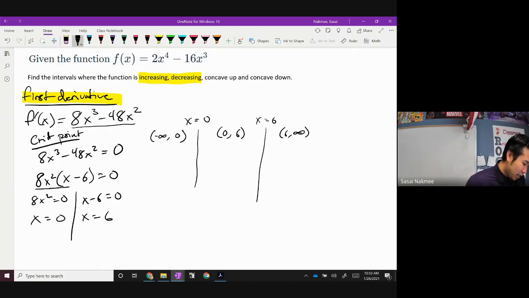I'm going to try plugging it into the factored form. I think it's a little bit easier, and let me show you why. Let me pick a number that's between 0 and negative infinity. I'm going to go with like -1, right? So I'm going to plug that into here.